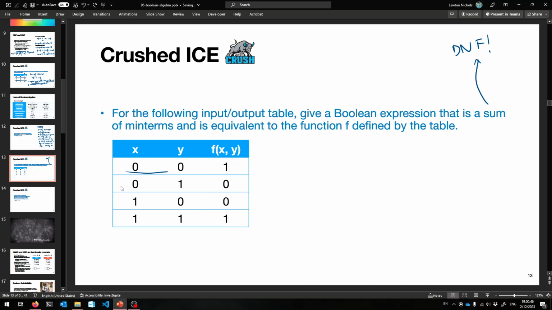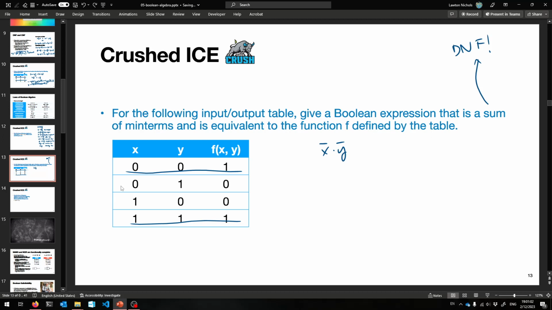All right. So again, I like to look for the ones. There's a 1. There's a 1. And, well, what does it mean when this one's true? It's x is false and y is false. So x anded with y, but they're both false. X is false. Not x and with not y. So that's one side. That gives the 1 here.